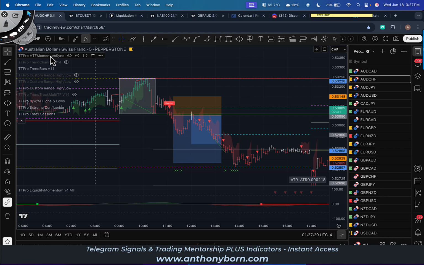So I'm only using the trend momentum sync and the trend bars. I want the trend bar colors. Okay, green turns to red. Custom range high and low. This one, and these two here, Forex session. So the white is the New York.